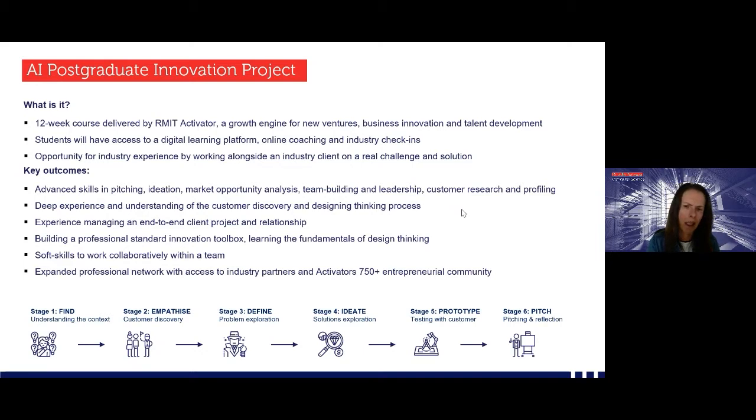And aspects to do with managing the client relationship, and professional skills. Also, clearly, application of the AI skills in the context of this particular project. And yeah, the point on the bottom there is important as well. Expanded professional network, opening access to this network of industry partners, activators, entrepreneurial community. Next slide, please.